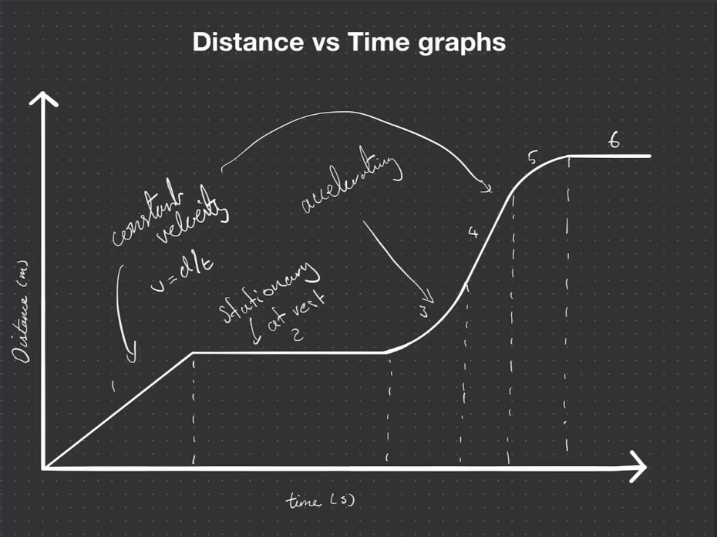But it's greater, okay? It's going faster. So it's got a greater constant velocity with a constant velocity for 1 being lesser, okay? It's less steep. The steeper the line, the faster it's going.